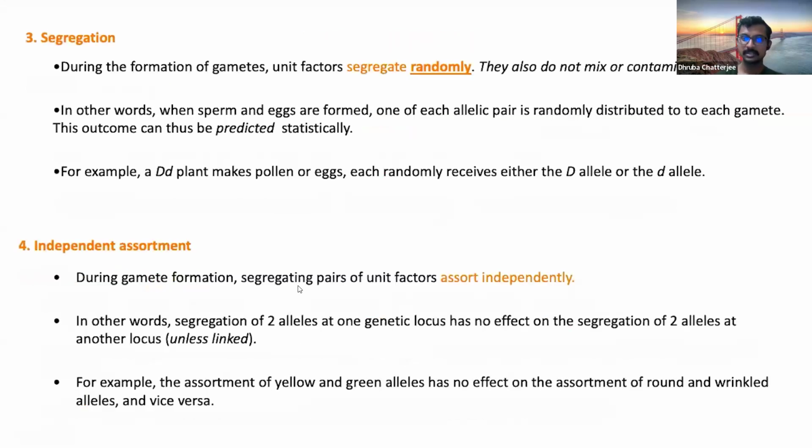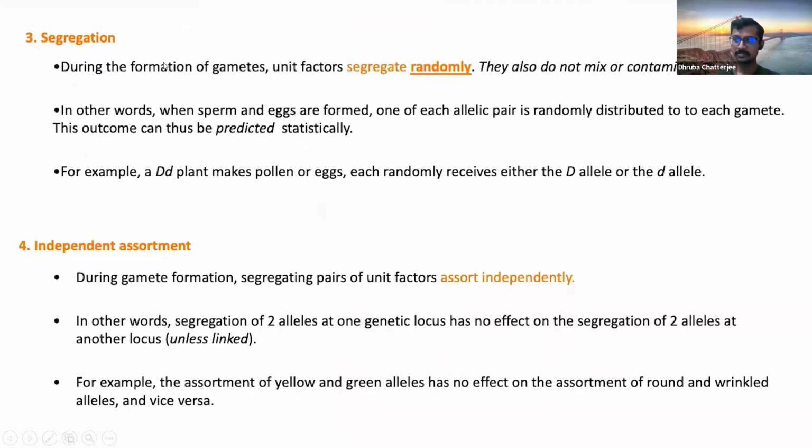That during gamete formation, segregating pairs of unit factors assort independently. What it means is that the two alleles present at one particular locus of a homologous chromosome that regulate one trait, for example height, do not influence the inheritance of a different pair of alleles on a pair of homologous chromosomes regulating a different trait, for example seed color. So seed color inheritance, height inheritance, and any different phenotype inheritance are independent of one another. So that is independent assortment.